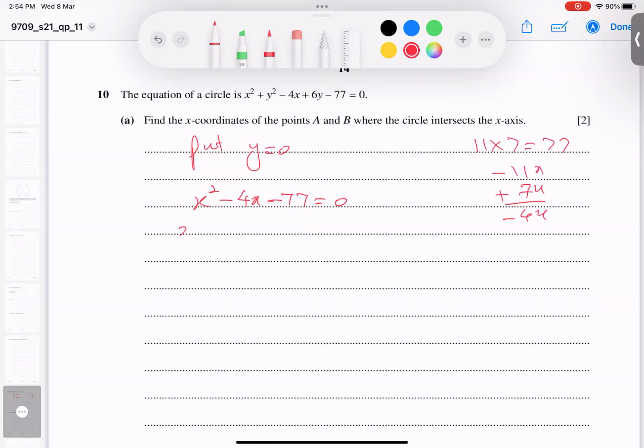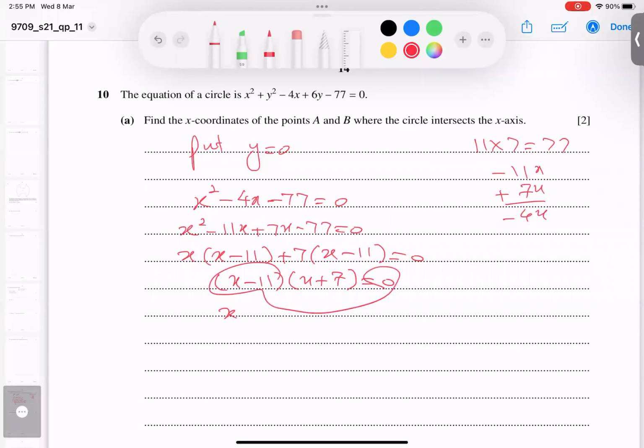So I'm writing x square minus 11x plus 7x minus 77 equals 0. x common and 7 common. You can apply the quadratic formula even, if you are a little bit not confident, then you can go for it. So either the first part equals 0 or the second part equals 0. x minus 11 equals 0 and x plus 7 equals 0. 11 goes there, I get positive, 7 goes there, I get negative. It means there are 2 x values there. He's asking for x coordinates only. So this first part is very clear for 2 marks.